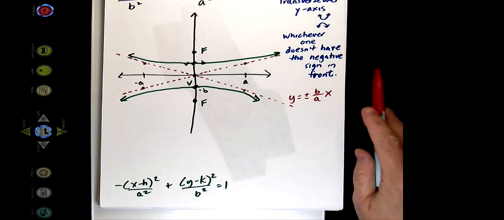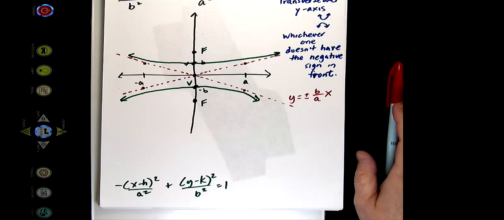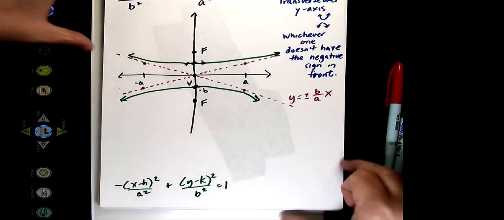I guess I could figure out a general formula for it. It might just be plugging in y minus k and x minus h, but I don't think it's that easy.